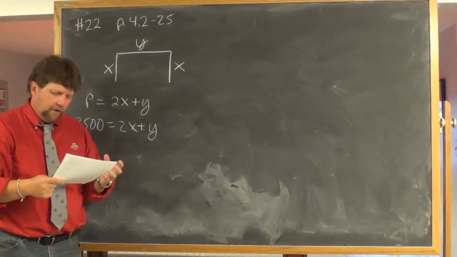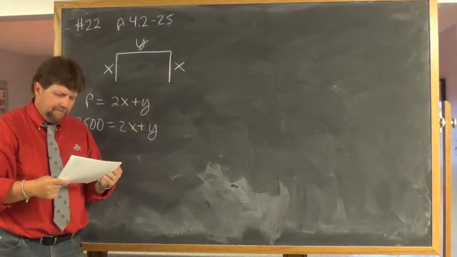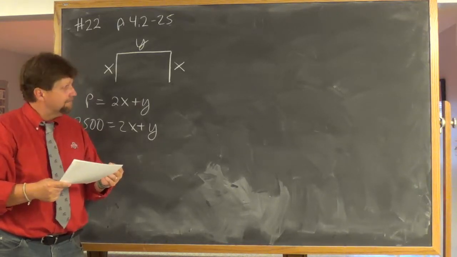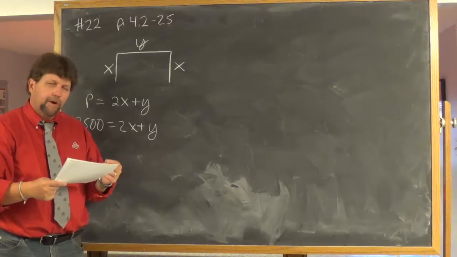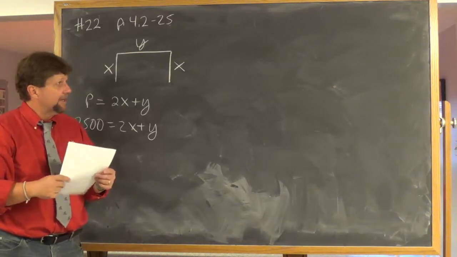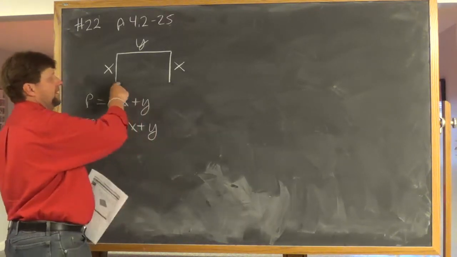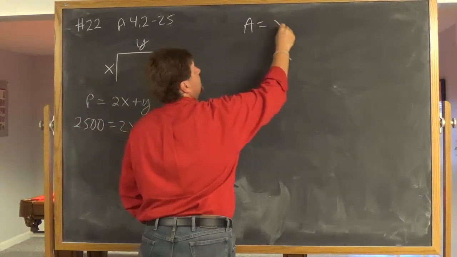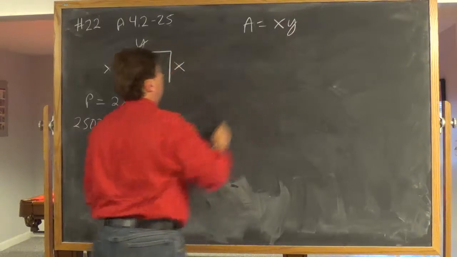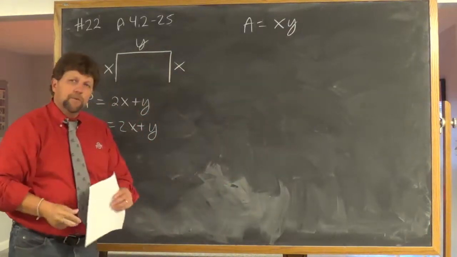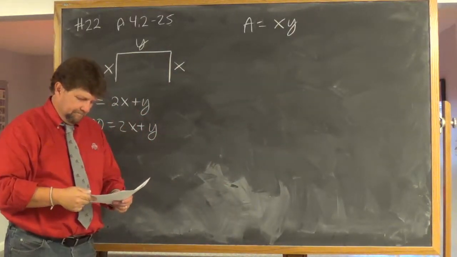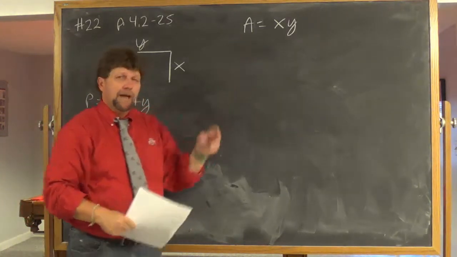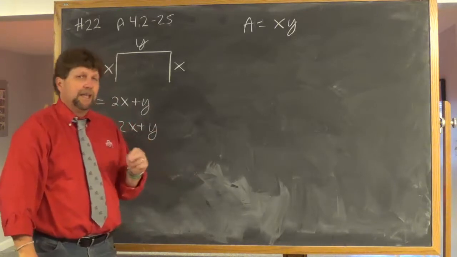But look at the question. We want to determine the maximum area of the parking lot. So I probably should get an area statement here somewhere. So let's look at this rectangular parking lot. It looks like its area is simply x times y. Area is length times width. This is what I want to try to maximize. I'm trying to maximize the area.